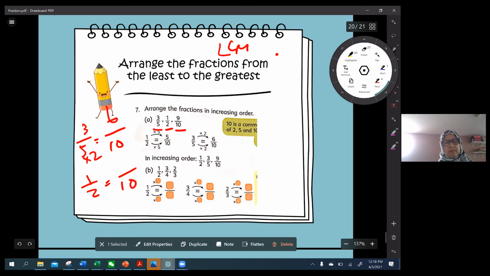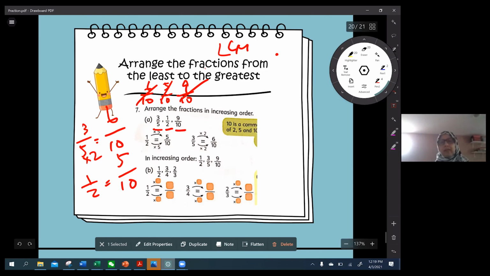That's right. So now we can do the comparison. So now this is 6/10. This is 5/10. And we have 9/10. Which one is the smallest? 5/10. Yes, this is the smallest. Then 6 out of 10, then 9 out of 10. Fantastic.